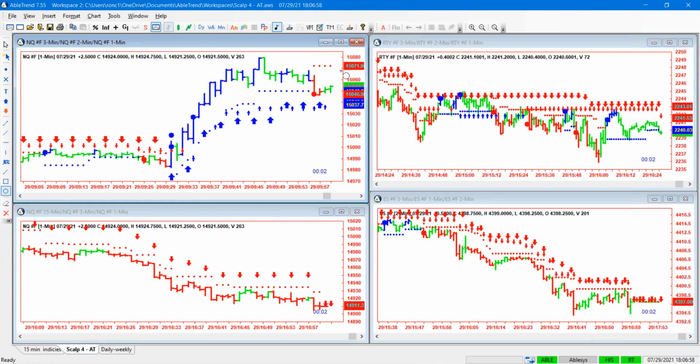Upper left is the Nasdaq. Upper right is the Russell. Bottom right here is the S&P. I'm always looking at all three at the same time. I think it helps on a choppy day like today.